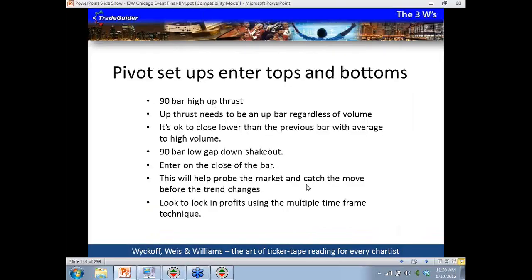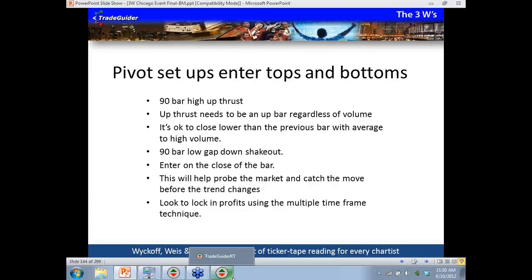Pivot setups, enter tops and bottoms. It's going to be redundant here, but 90 bar high upthrust. An upthrust needs to be an up bar regardless of the volume. If it's an up bar and it's an upthrust, that's good stuff. I'm not worried about the volume. If it's low volume, it's upthrust, no demand. If it's heavy volume, they just fooled a lot of people.